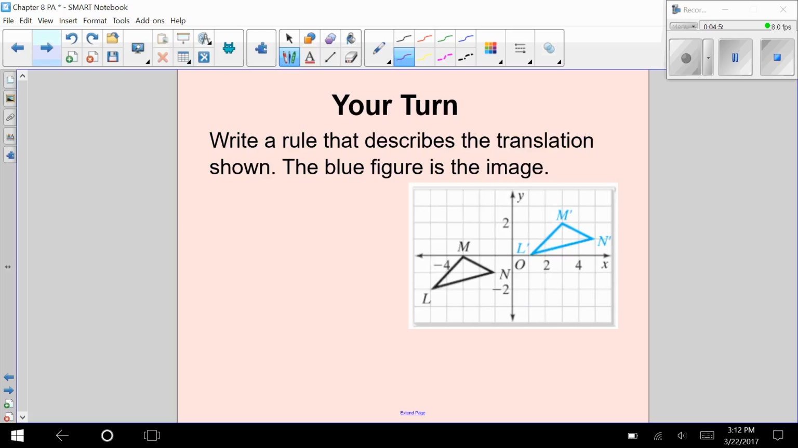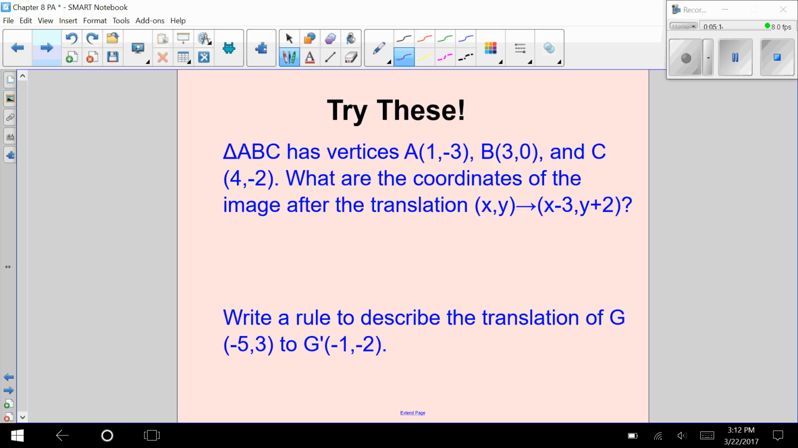Try this one. All right, in this one, we move 6 to the right and 2 up. So our rule is (x, y) goes to (x + 6, y + 2). All right, try these two. Hopefully, you don't need a graph, but if you need a graph, go ahead and use one.